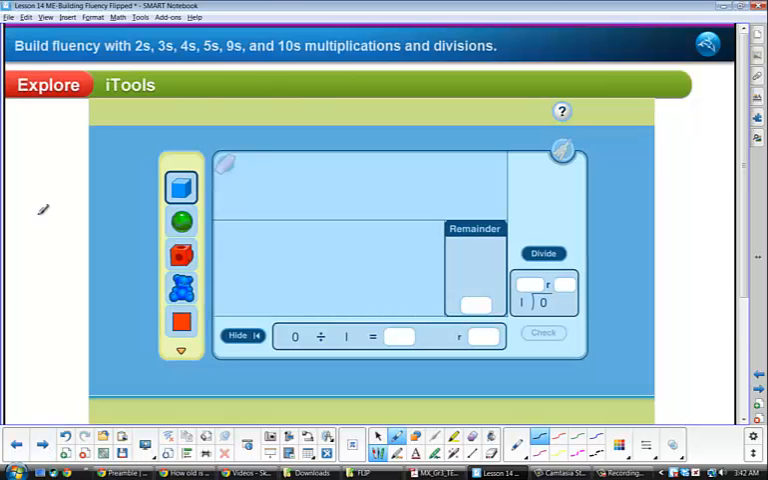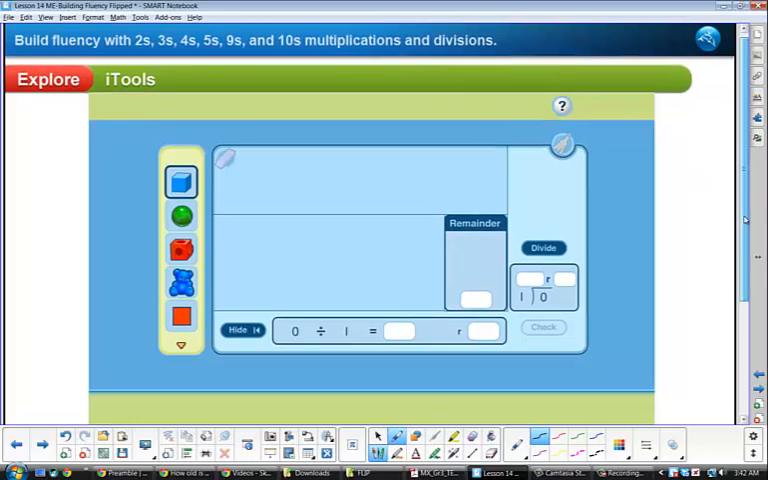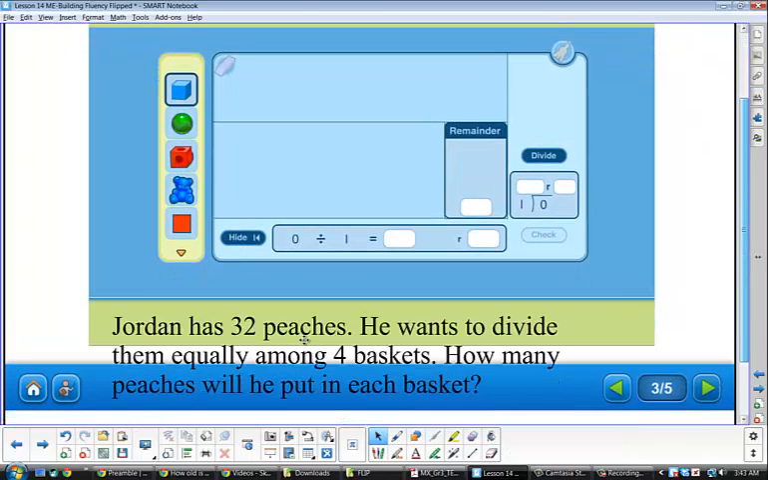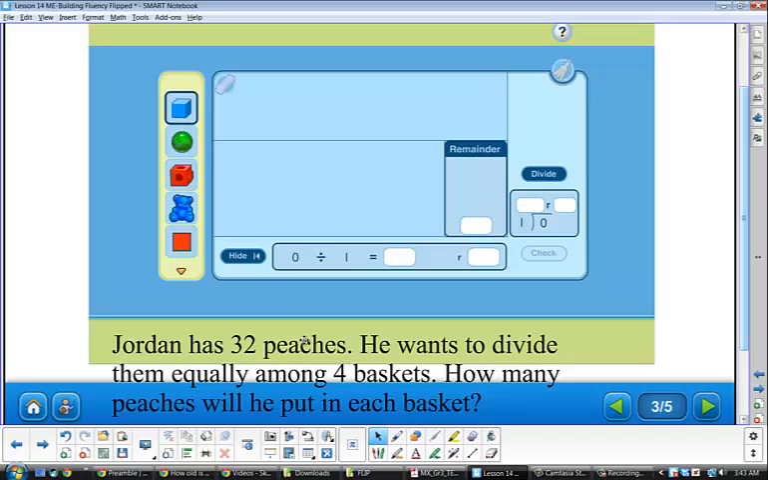Okay, next problem. Jordan has 32 peaches. He wants to divide them equally among 4 baskets. So I'm going to get my marbles, and they're going to represent my peaches. And we want to divide them into 4 baskets. So right now I'm just telling you how to do problems. So if you write them down, it will help you. If you don't write them down, I won't hold it against you because I want you to listen and watch.